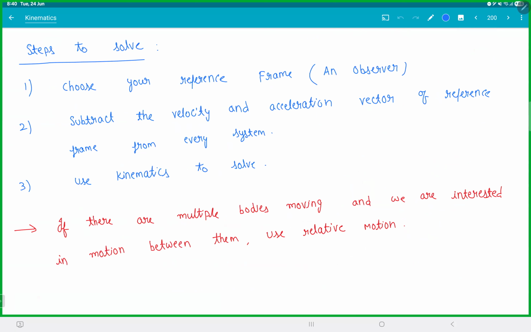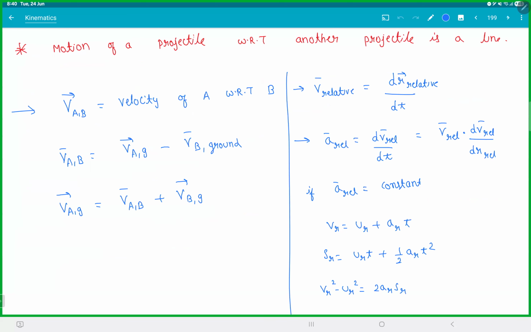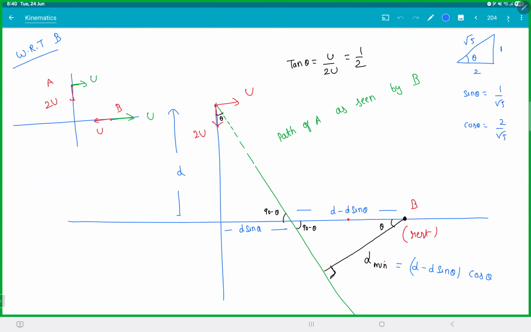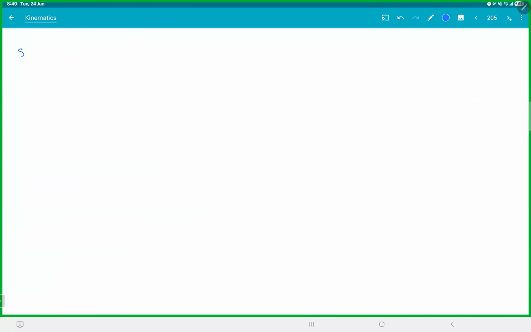So step one, choose any observer with respect to whom you want to solve. Take that observer's velocity and acceleration, and subtract from everyone, including the object. Then the problem simply becomes, the observer will come to rest and everyone else's velocities and accelerations will change. And from there, use regular kinematics and solve. That's what we have been doing. Let's do 1 or 2 more problems on this.